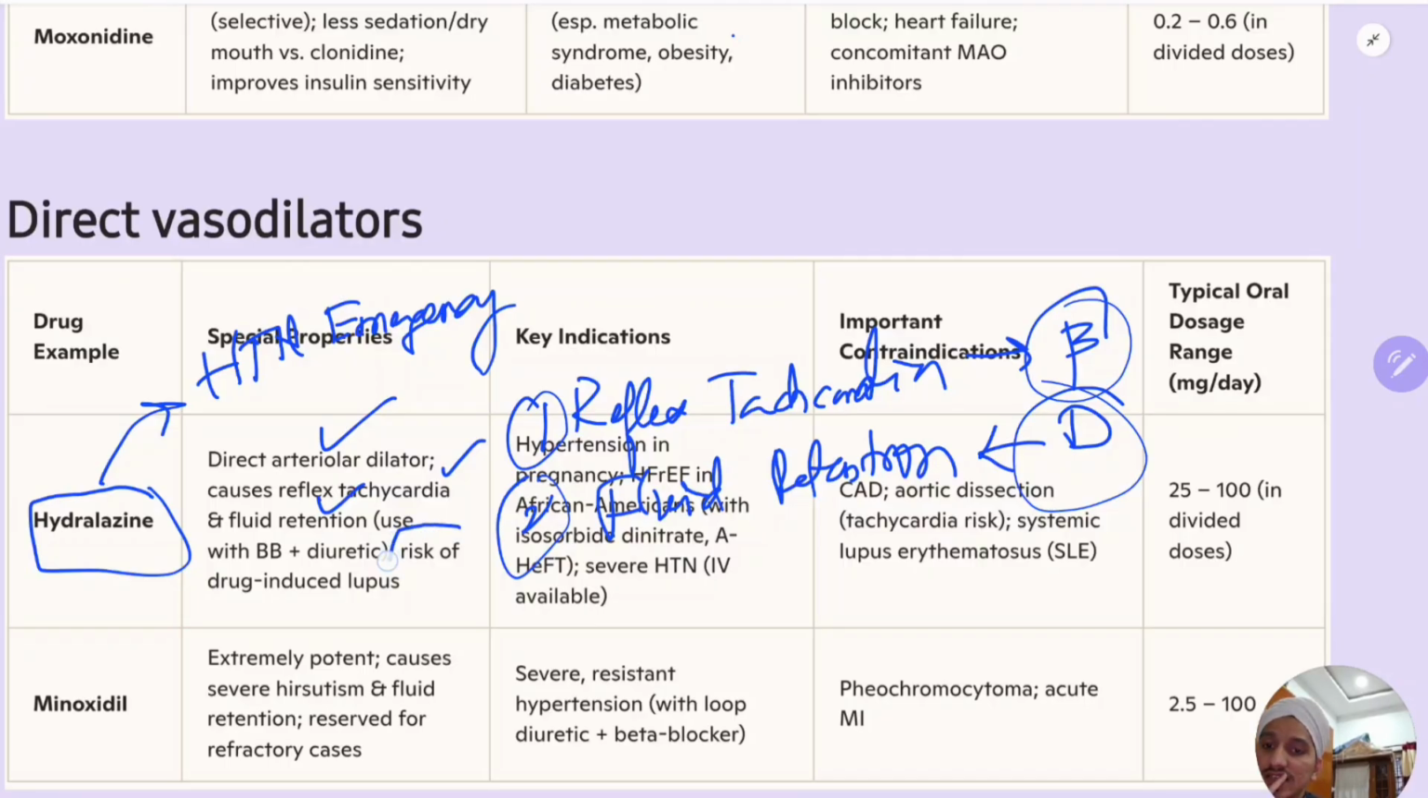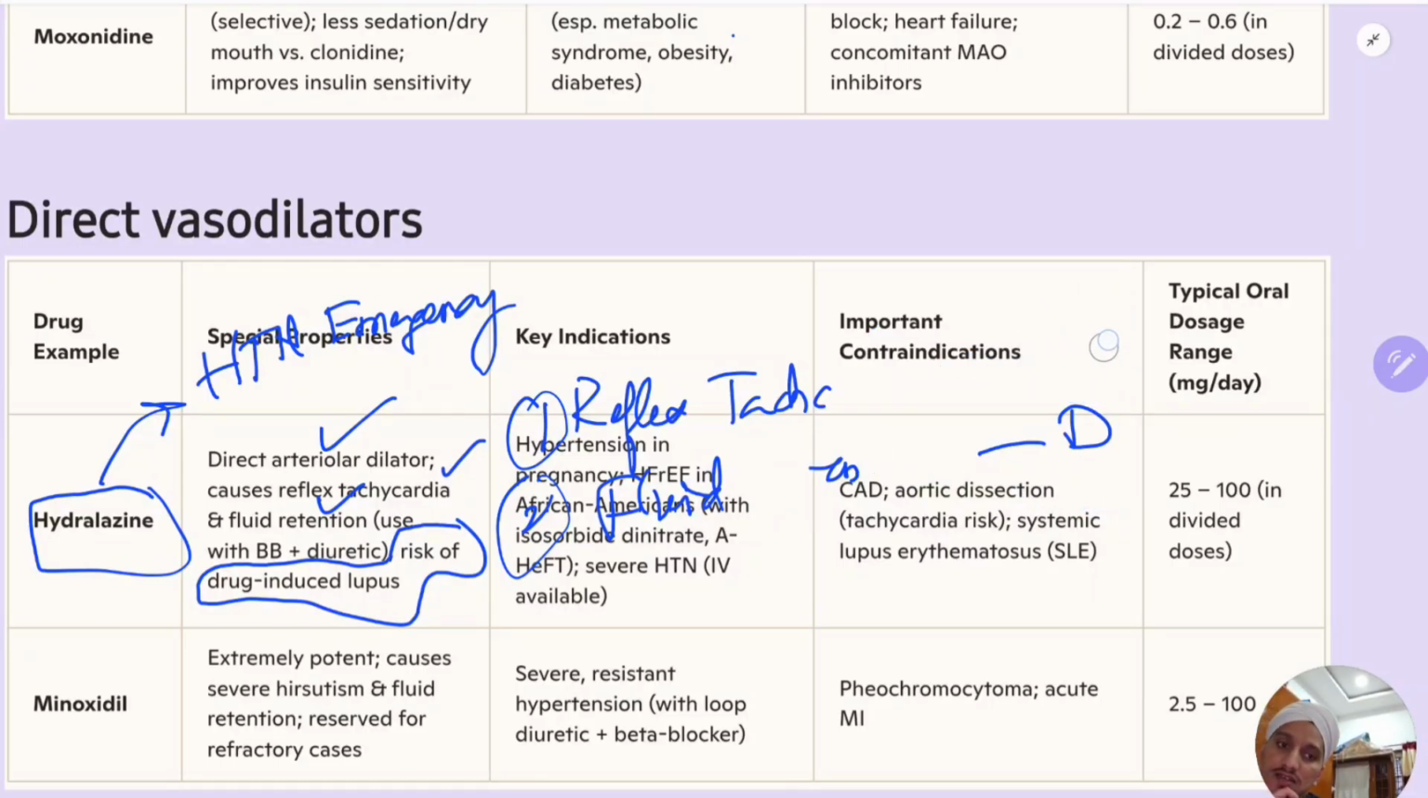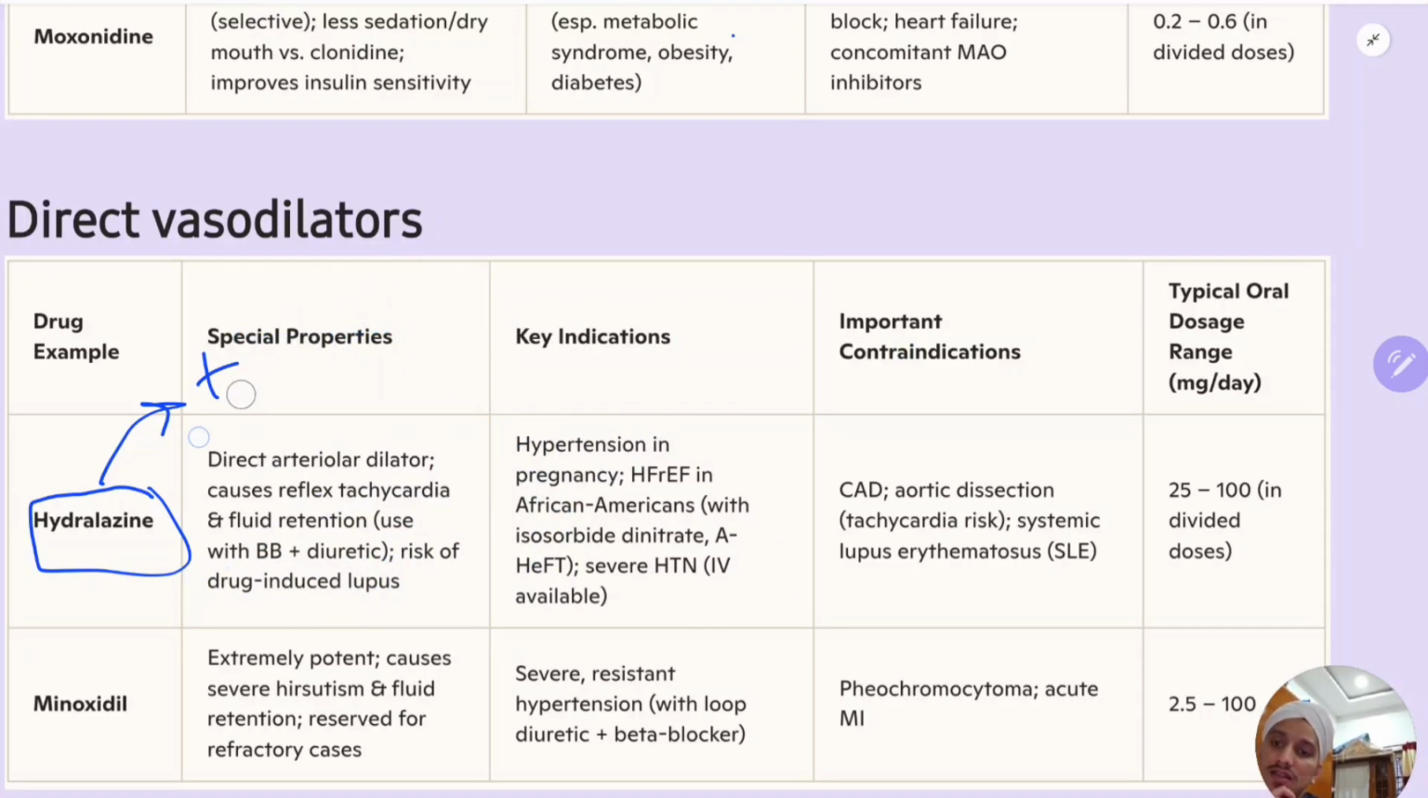One important thing is there is a risk of drug-induced lupus with the use of Hydralazine. There is something called autoimmune lupus, systemic lupus erythematosus, and there is another thing called drug-induced lupus. One among the drugs that causes it is Hydralazine. So Hydralazine should be used along with a beta blocker and diuretic.